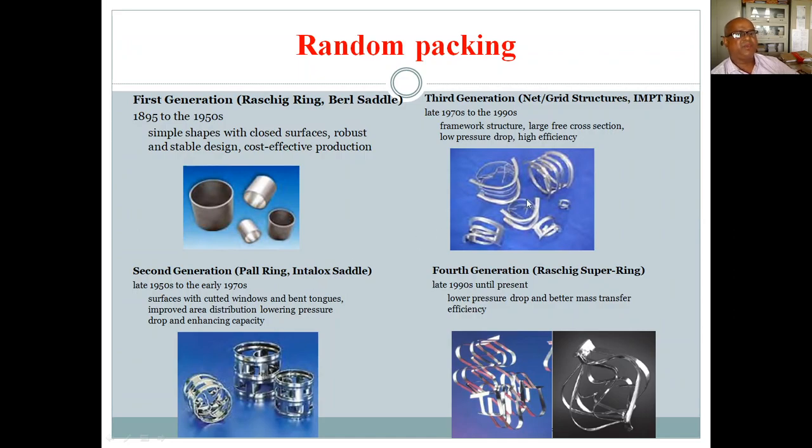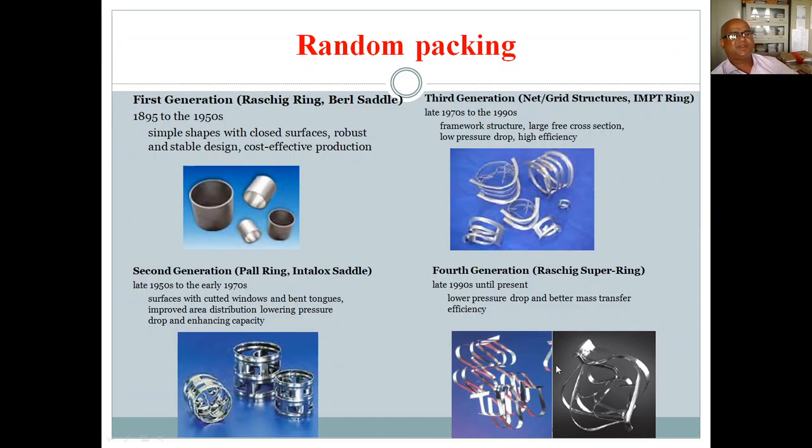Now then came the net grid, because up to the 1990s, it is not very hard. So this type of thing is coming. If you see, if instead of making this, you make it like this, then your surface area is high also. The fourth generation is coming like this, tape type, and it has very low pressure drop and better mass transfer after the late 1990s.